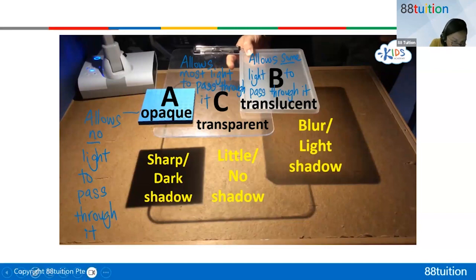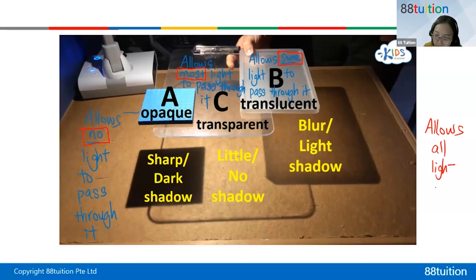Okay, so let me box up the ones in red. Either you say it allows no light to pass through, or it allows some light to pass through, or it allows most light to pass through. So do not write "allows all light to pass through it." So all will be wrong.